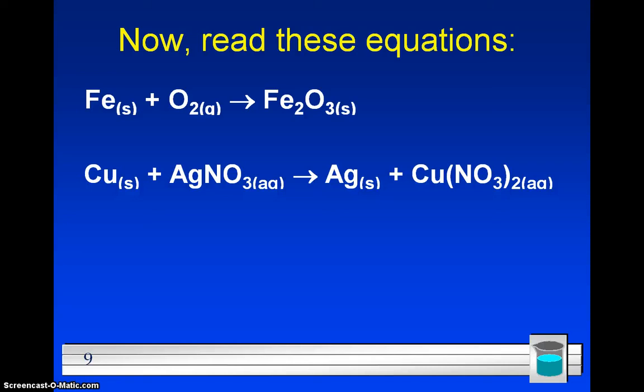So again, we just get the general idea of the reactants, the products, and how to write a basic chemical equation. And in the next video, I'll start to talk about how and why chemical reactions happen.